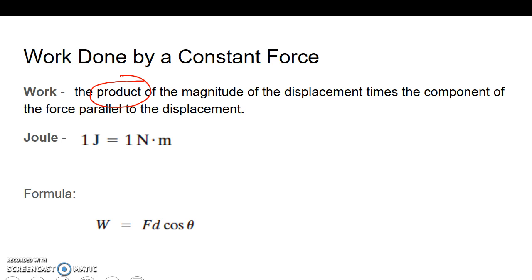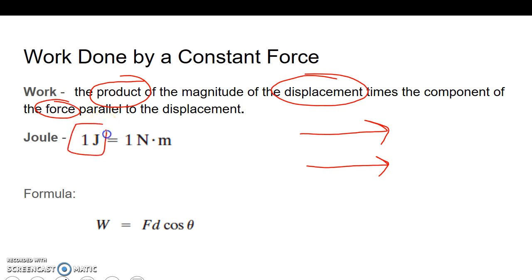That's a mouthful. The key to work is we have to apply a force, and the object has to move in the same direction that we are applying the force. So you have to have movement of the object, so you have to have displacement, and you also have to apply a force. The unit for work is joules. Joules is derived from taking 1 Newton, which is force, times 1 meter, which is displacement.